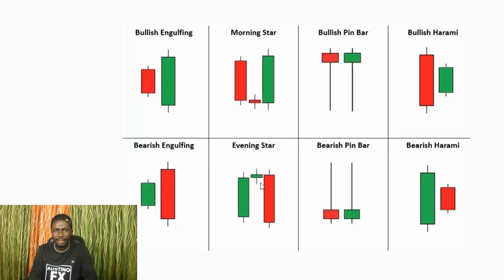So once you see this at a resistance level, you know that it is time to sell. So where do you sell? You wait for this red candlestick to close, you place your sell trade at the close of this red candle, and then your stop loss must be above the resistance level. So this is how you trade the evening star. You must identify it at a resistance level before it can work, not any other place but resistance level. So that is the evening star.